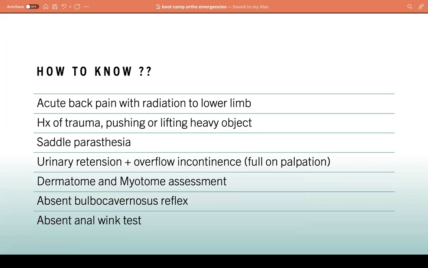How to know that? The patient will complain of acute back pain with radiation to the lower limb. You will find a history of trauma or pushing or lifting heavy objects. On examination you will find saddle paresthesia in the perineum area and the internal thighs. And you will find that the patient is complaining of urinary retention, where the bladder is full on palpation, but the patient cannot urinate. Definitely, you need to do dermatome and myotome assessment for the lower limbs, and you will assess for the bulbocavernosus and anal wink tests.